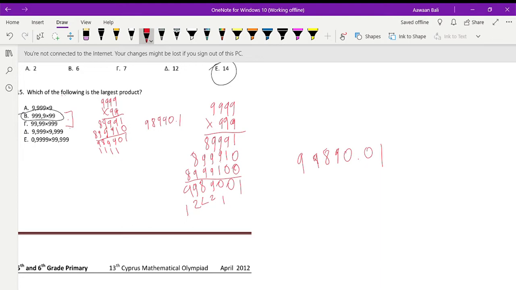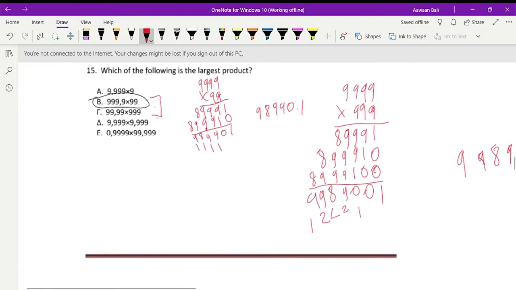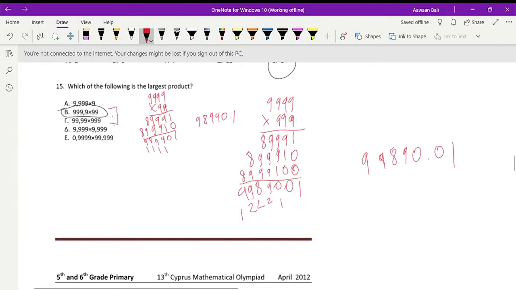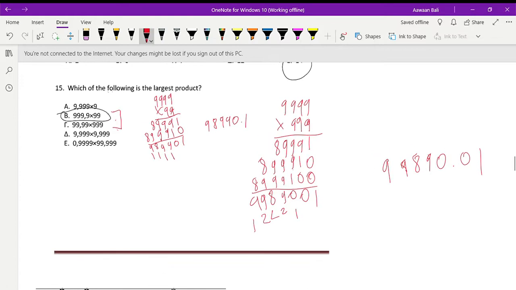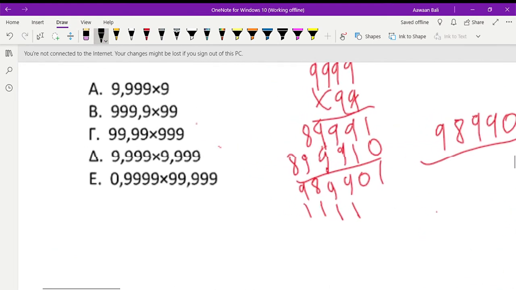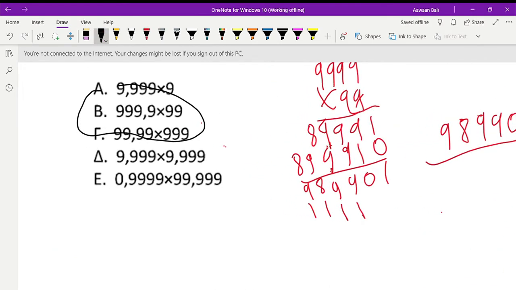99890.01. Oh, wow. So when you compare, this is 99890. This is 98990, which means that actually gamma is the answer. So the answer would be gamma. I was confused because I don't know whether I circled beta or gamma, but the answer is gamma.